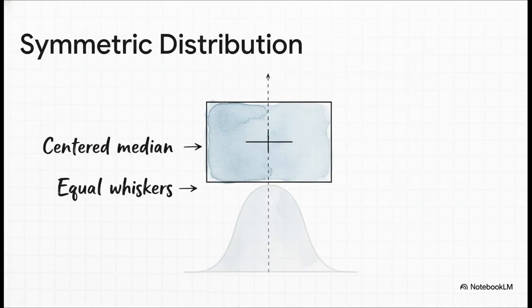For instance, if the median line is right in the middle of the box and the whiskers look pretty much the same length, then you've got a symmetric distribution. The data is nicely balanced, spread out evenly on both sides of the center.